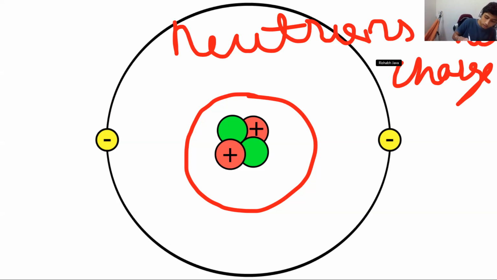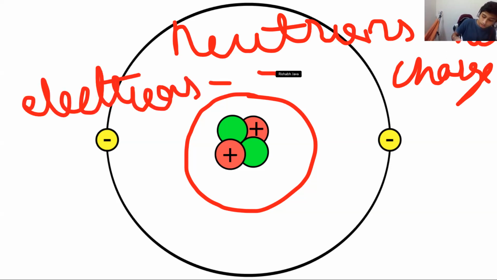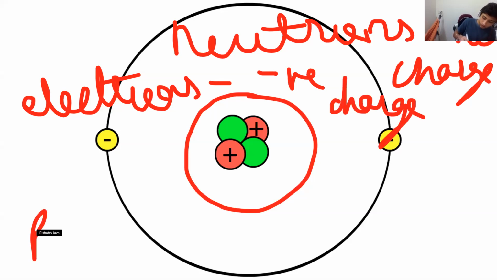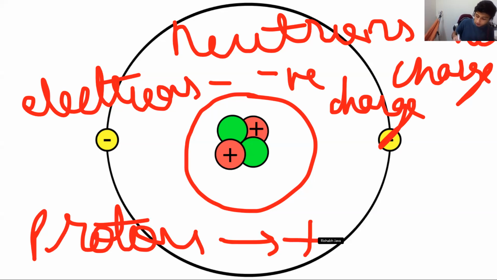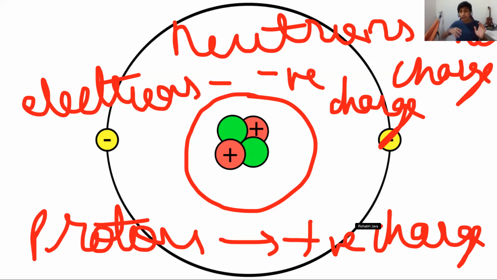Electrons have a negative charge. And protons have a positive charge. Okay, so now there are different types of atoms, different elements, based on the number of protons and electrons they have. In a neutral atom, the number of protons and electrons is the same. But let's not go there now. Basically, there are different types of atoms based on the number of electrons and protons they have.